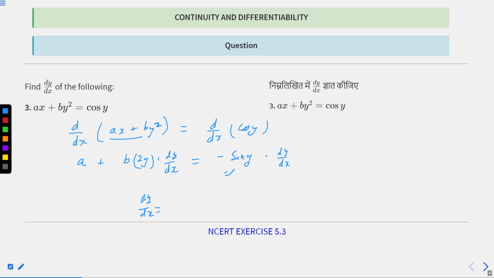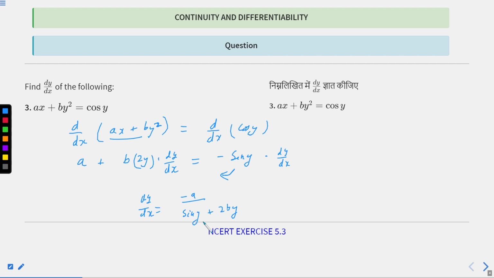I am taking this left hand side thing to the right hand side and manipulate it. You will get minus of a divided by sine y plus 2by. Okay, you will get this as your derivative. Okay, simple.